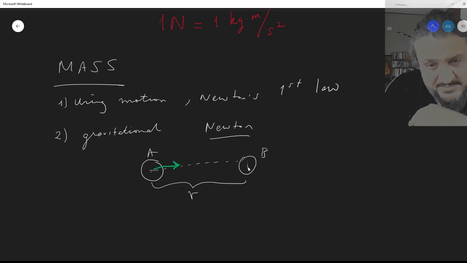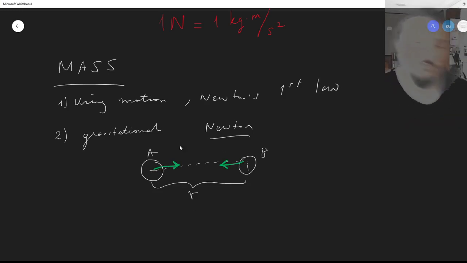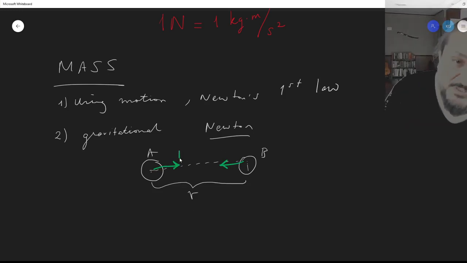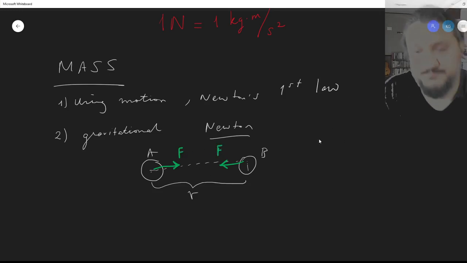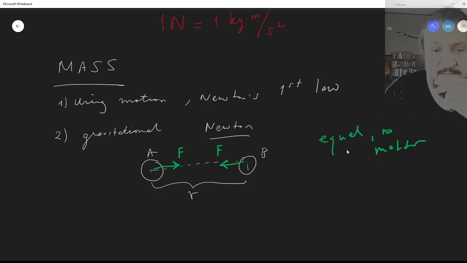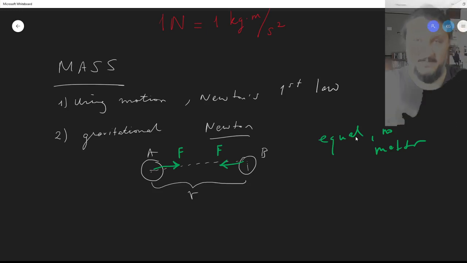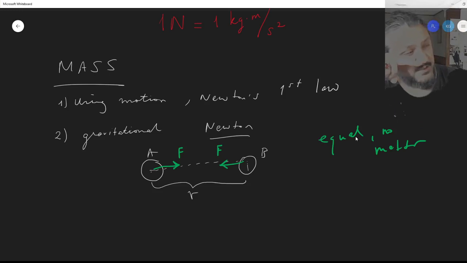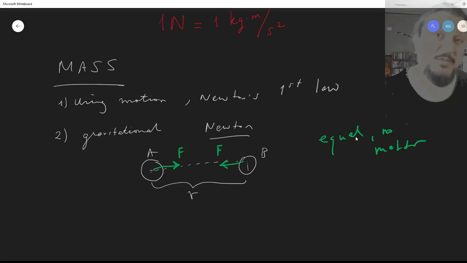So the force between them, on A, it's to the right. On B, it's to the left. Now, Newton says these two forces are equal to each other. Equal, no matter how different A and B are, okay? They have to be equal. That's Newton's third law, remember? Forces never are alone. They have pairs, action-reaction pairs. They have to be pointing in opposite directions, and they have to be equal in magnitude.